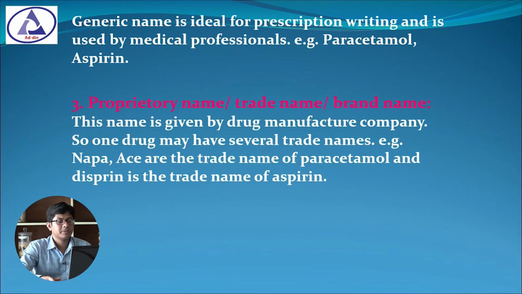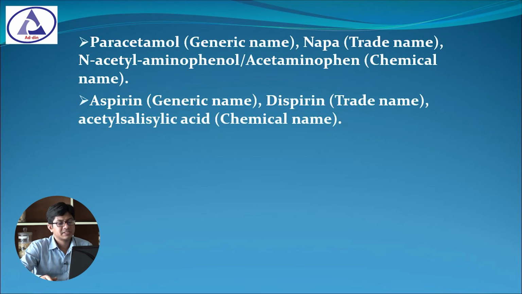Number three, proprietary name, trade name or brand name. This name is given by the drug manufacturer company, so one drug may have several trade names. For example, Napa is the trade name of paracetamol and Disprin is the trade name of aspirin. Paracetamol is the generic name, Napa is the trade name, and N-acetyl aminophenol or acetaminophen is the chemical name. Another example, aspirin is a generic name, Disprin is the trade name, and acetyl salicylic acid is the chemical name of a drug.